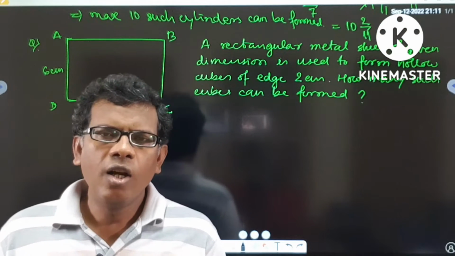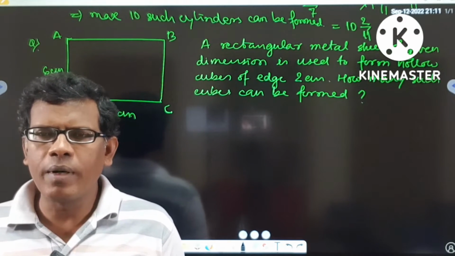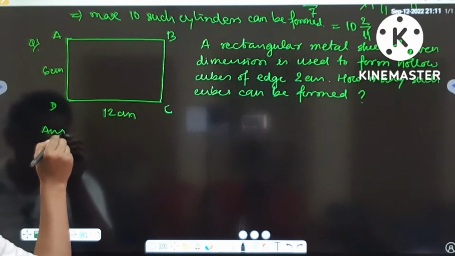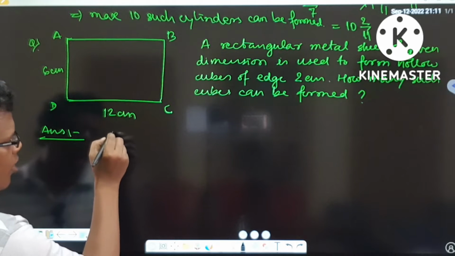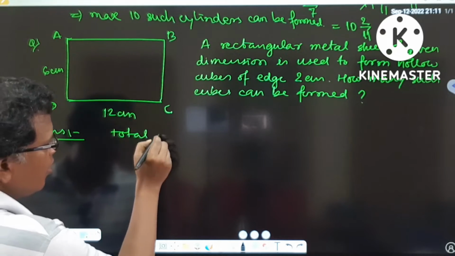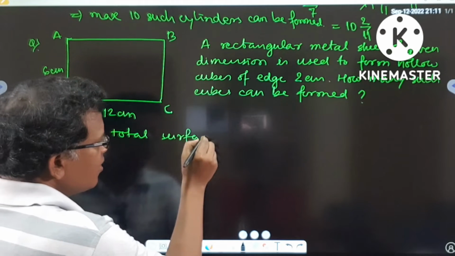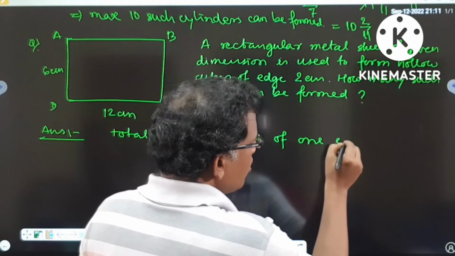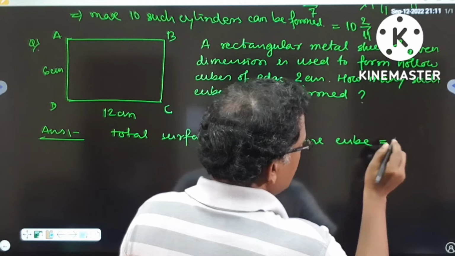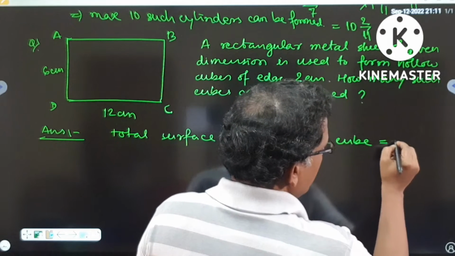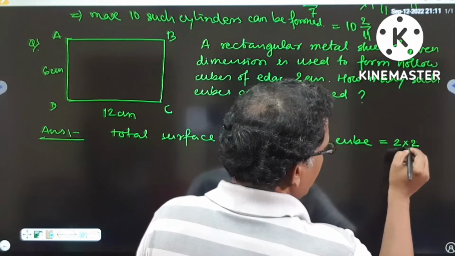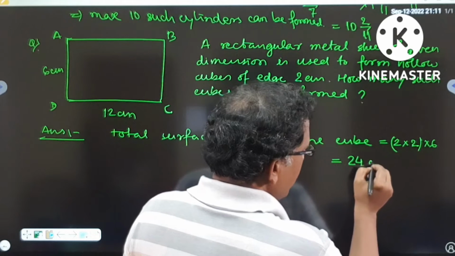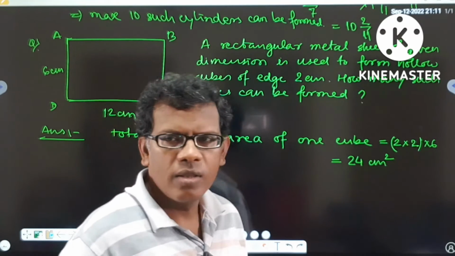Total surface area of cubes to be formed must be 4 into 6. So we can write down the total surface area of one cube. That should be equal to what? 2 into 2, that is one surface area, into 6. So that means 24 centimeters square.